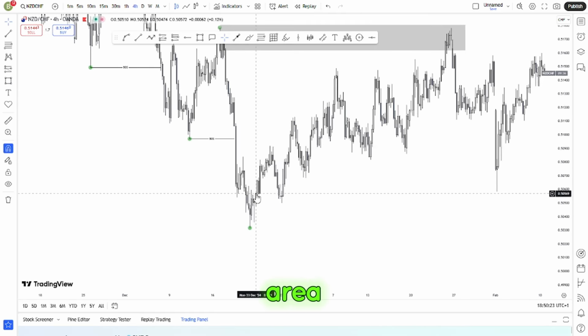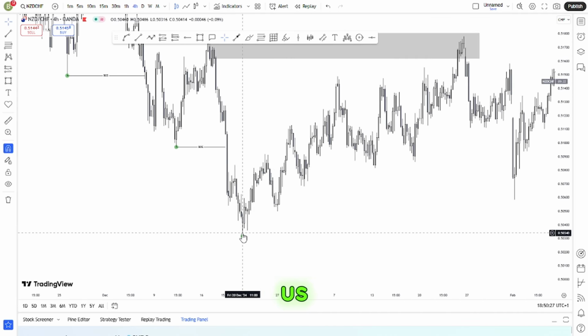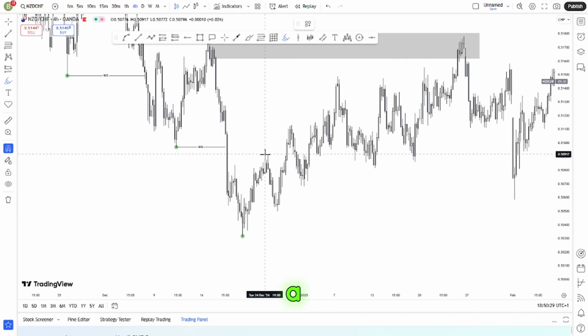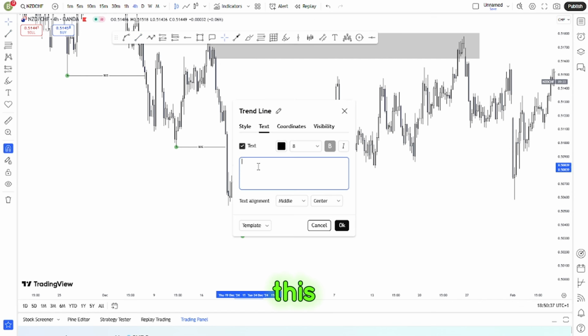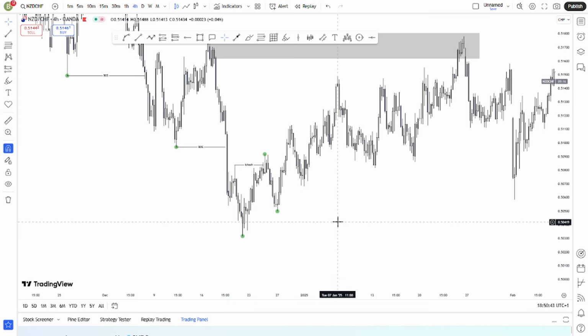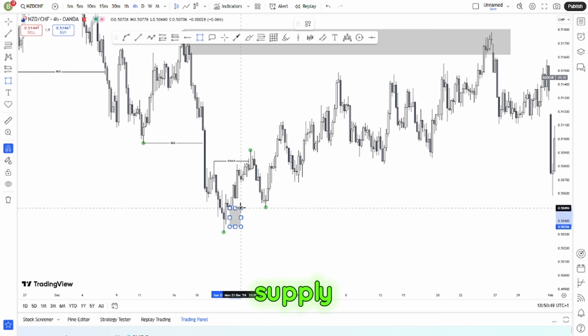Within this area here, we had internal structure. As you can see, the market gave us this low and then a higher high and then a higher low here, which means that is your internal change of character within this point. So we can just say this is our ICHOCH, guys, an internal change of character. And around that point, you can see that the market tapped into an area of supply.